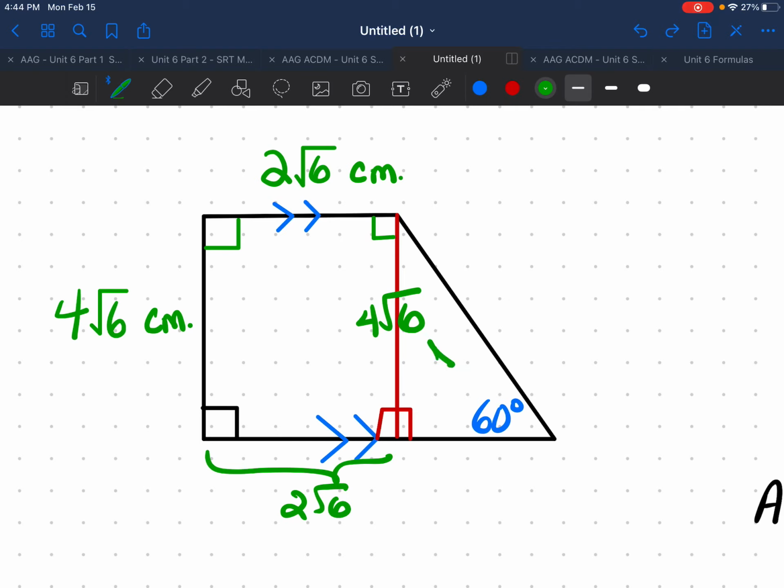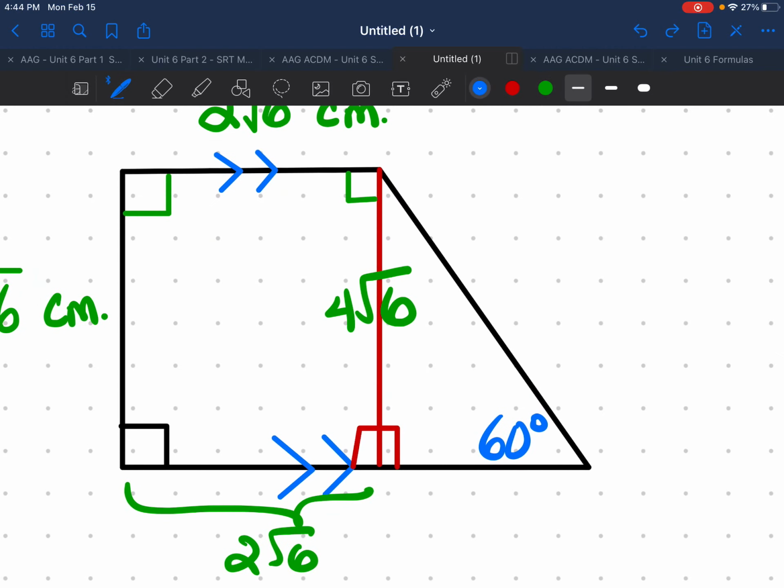Now, I want to switch gears. I want to refocus my attention over here on the triangle. If you can just take a look, we have a right angle. We have 60 degrees, and that makes the missing angle up top 30 degrees. Cool. So we have a 30, 60, 90 special right triangle here once again.